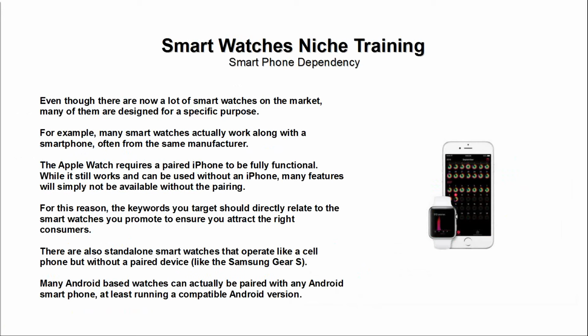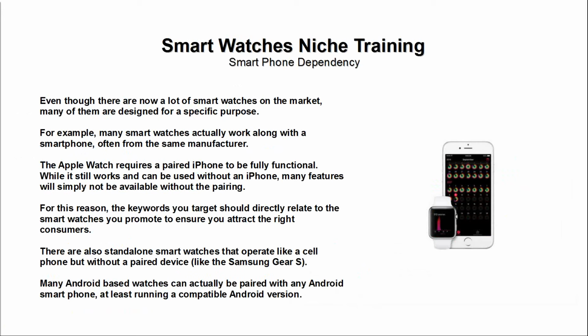The first thing I want to talk about is smartphone dependency. There are a lot of smartwatches on the market right now. A lot of them are designed for a specific purpose. However, something that a lot of people may not initially realize is that you actually end up needing a smartphone to pair with most smartwatches. And a lot of times you need something that's coming from the same manufacturer. A really great example of this is the Apple Watch. To truly make it fully functional, you have to have it paired with an iPhone.